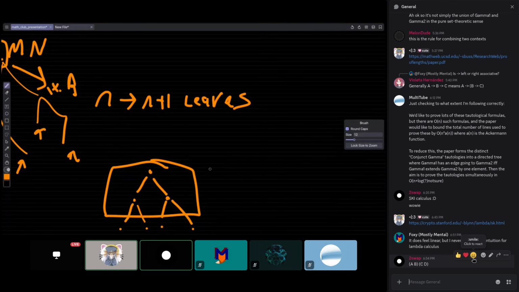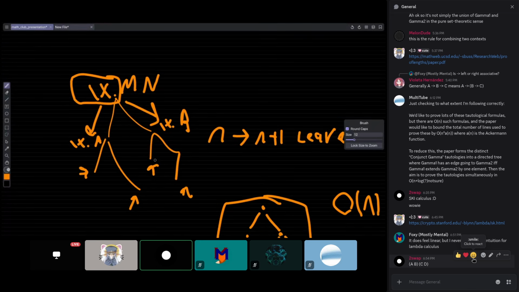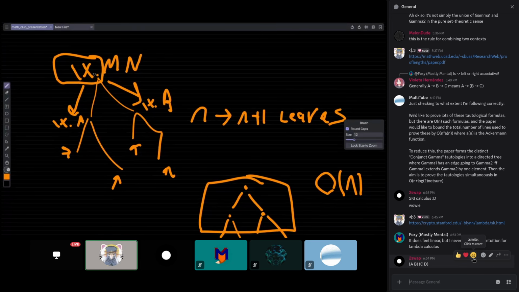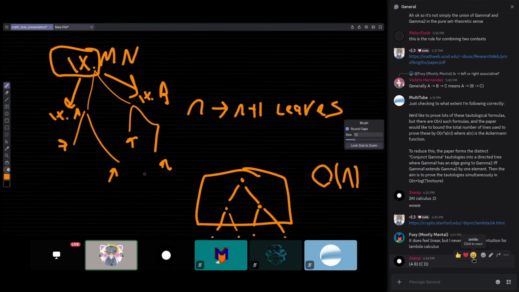Or sorry, that should be linear as a function of the amount of n. Yeah. But that's for one binder. If you have multiple binders, they also have to do at most n, right?